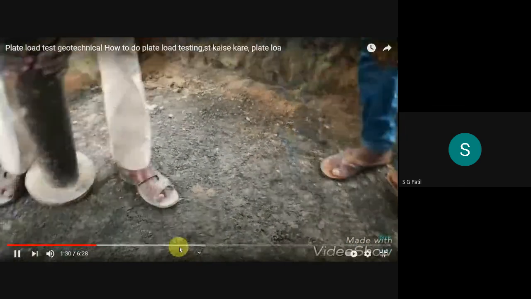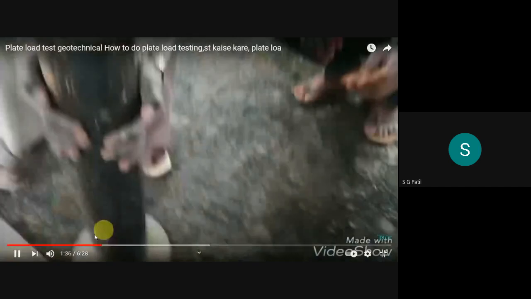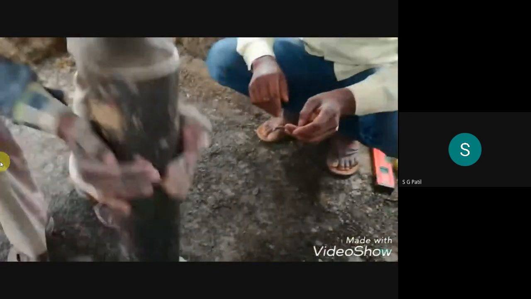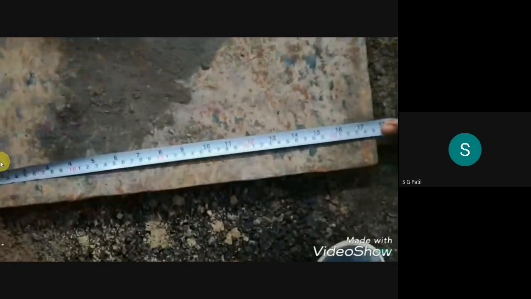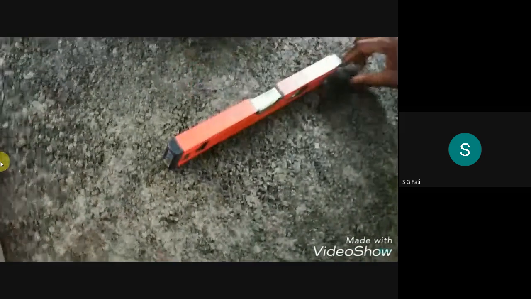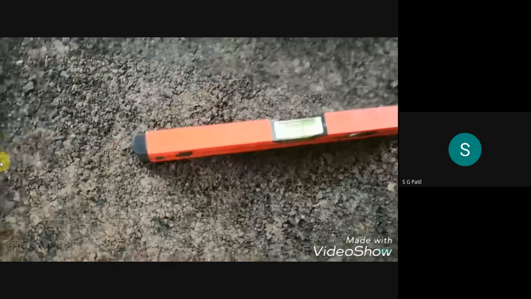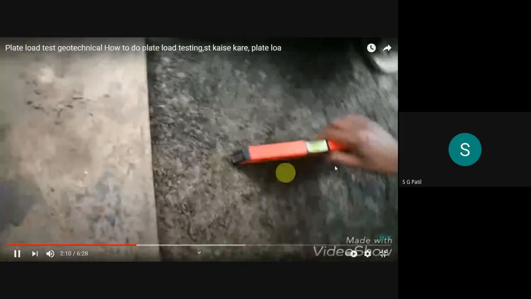So with the help of that as a center, they will put this plate. Okay, so now they are compacting the ground, so that your plate will be put exactly horizontal, without any wobbling of that plates. Around 45 centimeter plate. And they are checking the horizontality of that ground.